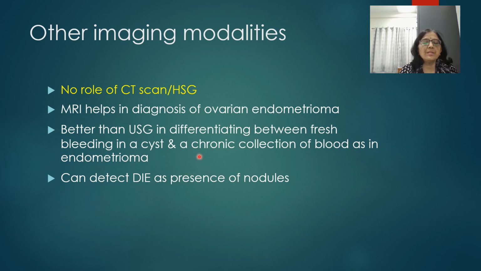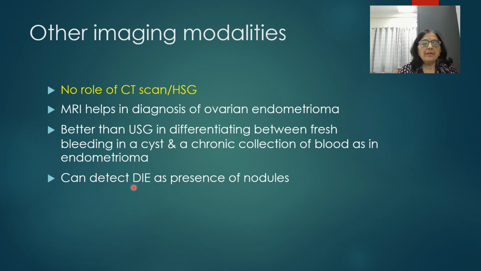So that way MRI sometimes helps to differentiate, because bleeding might occur even in a functional ovarian cyst or in a benign ovarian tumor also, such as cystadenoma. So in these cases, MRI might be better to differentiate between these conditions and endometriosis.